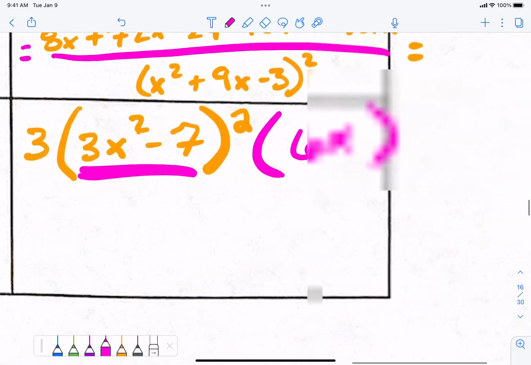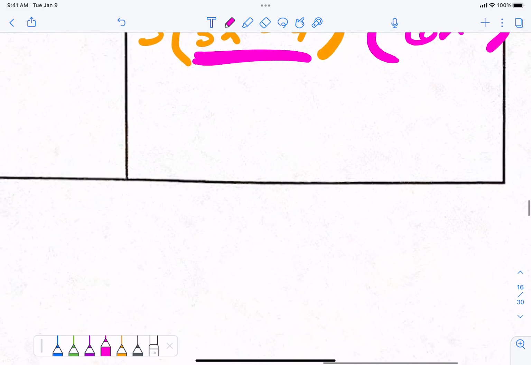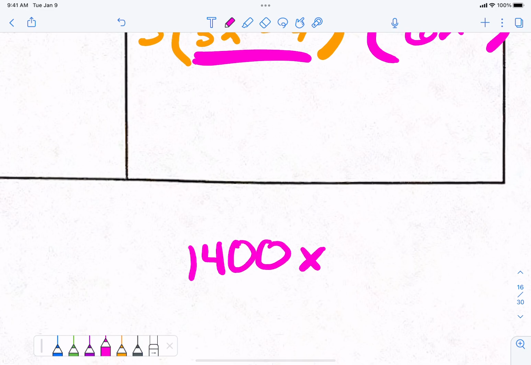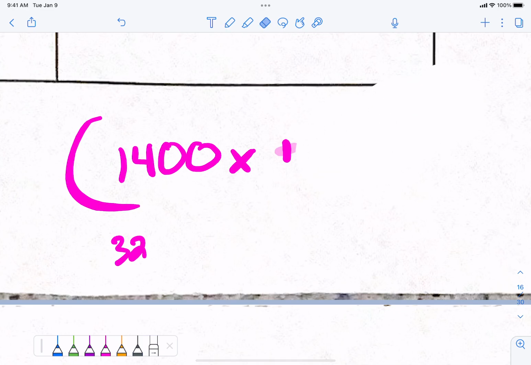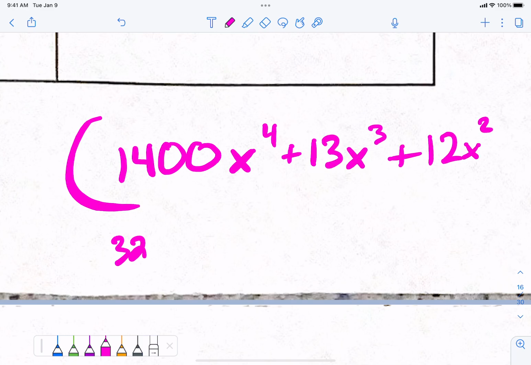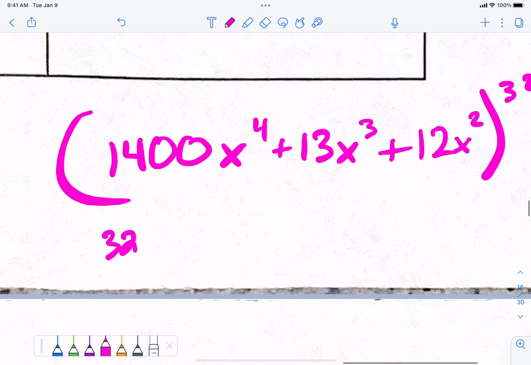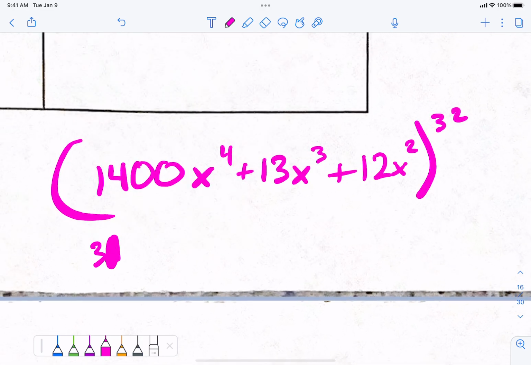So if it was like 1400 x to the 32nd, I could just do the power rule and multiply the 32 down in front, to the 31st. But if it's a whole big thing inside, let's say 14x to the 4th plus 13x to the 3rd plus 12x squared, all to the 32nd power, the 32 is going to come down in front.